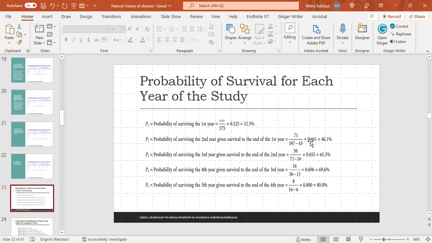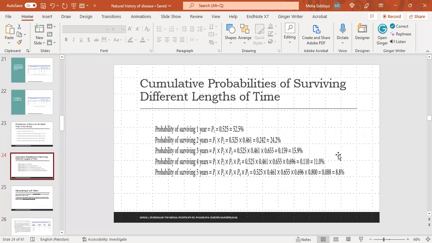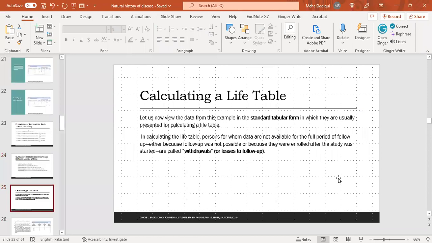And here they are converted into percentages, that is 52% for first year, 46.1 for second year, and so on. Cumulative probabilities of surviving different lengths of time. So this is the probability of surviving for the first year. And if we want to calculate the probability of surviving for 2 years, we would calculate by multiplying P1 and P2, that is 24.2. And if we want to calculate the probability of 5 years, we would calculate all the probabilities of each year, and the cumulative probability we would get of the 5 years.